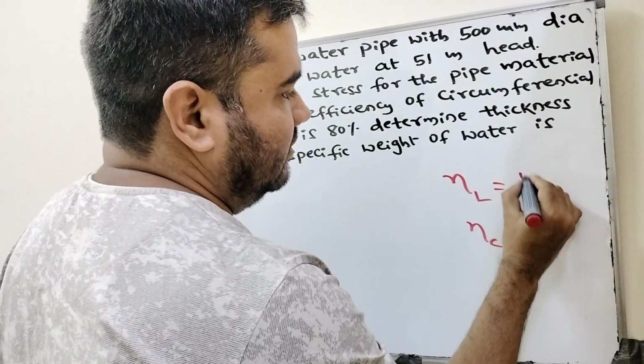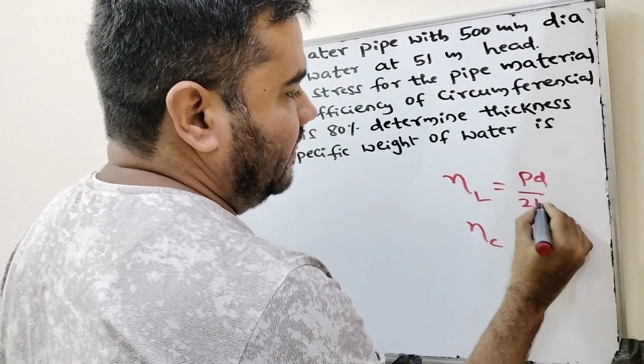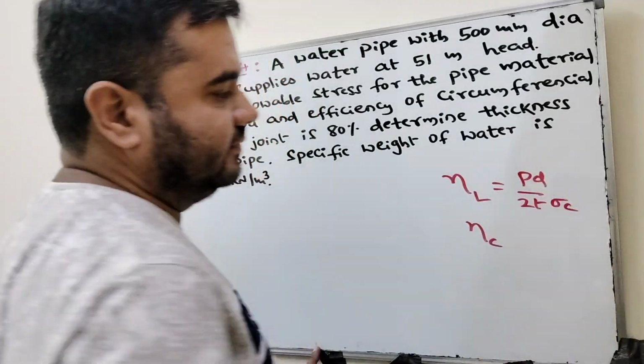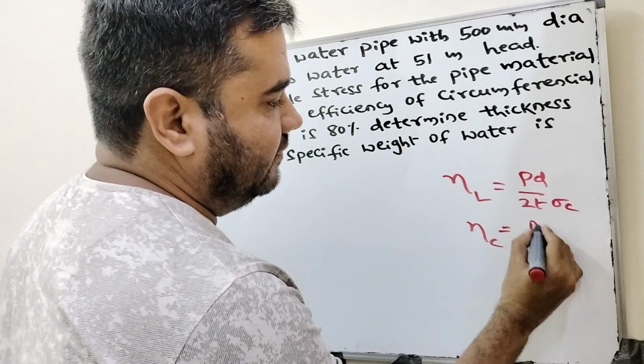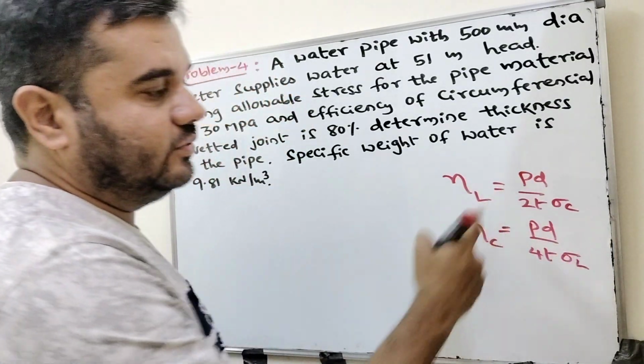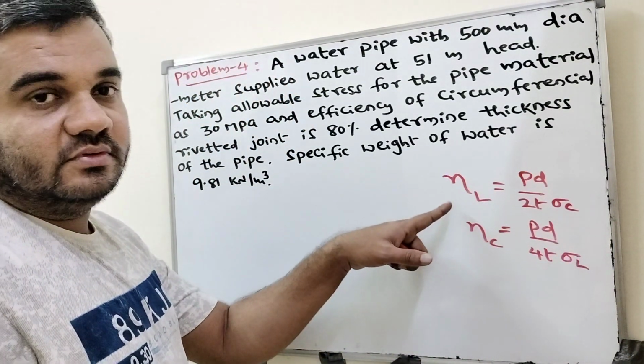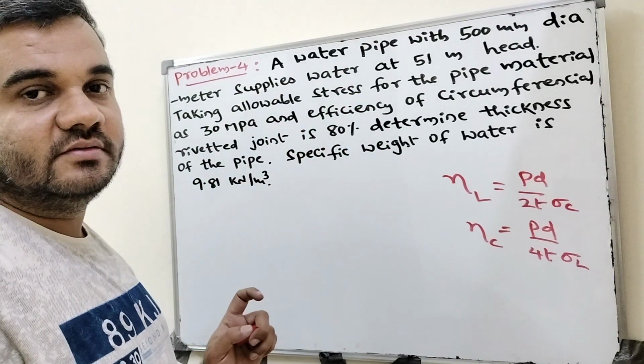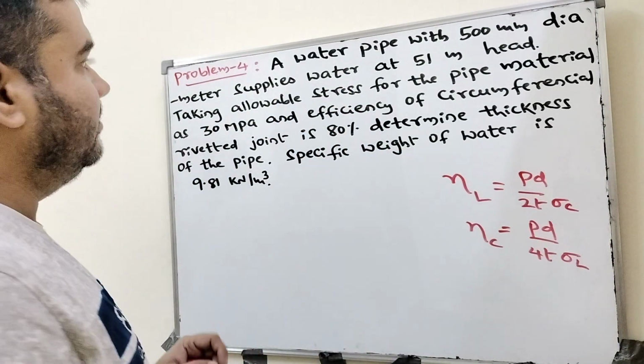That is PD by 2T into sigma C. And how about this one? PD by 4T into sigma L. We derived these two equations. Now we apply these formulas to this problem. Okay, so first we will read the problem here.